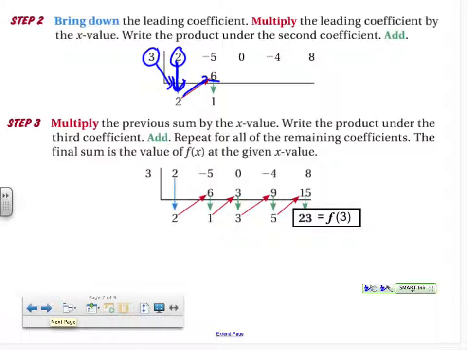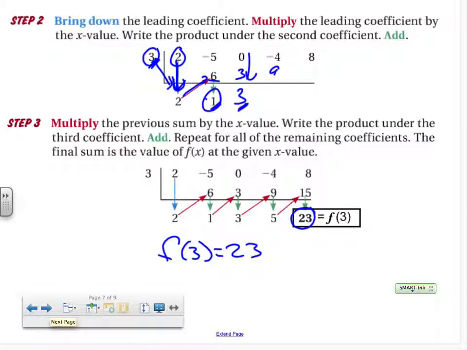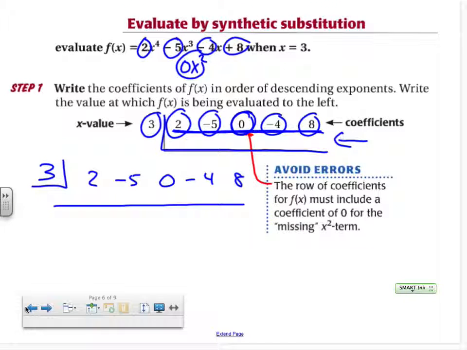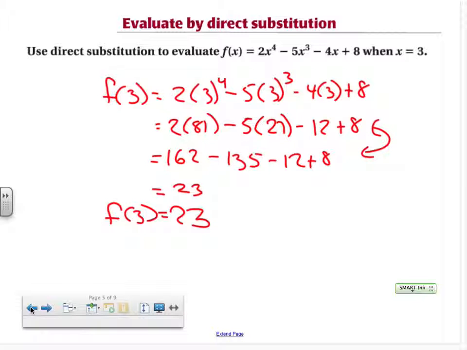All right? So add, negative 5 and 6 adds to 1. Multiply, 3 and 1 is 3. Repeat. Add, multiply. Okay, and you can see the work down here. Your last result is 23. Well, that is our answer. F of 3 equals 23. And if you take a look, the last result, when we did it by substitution, was 23.